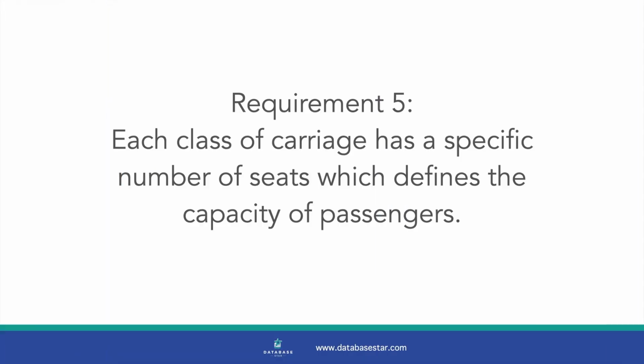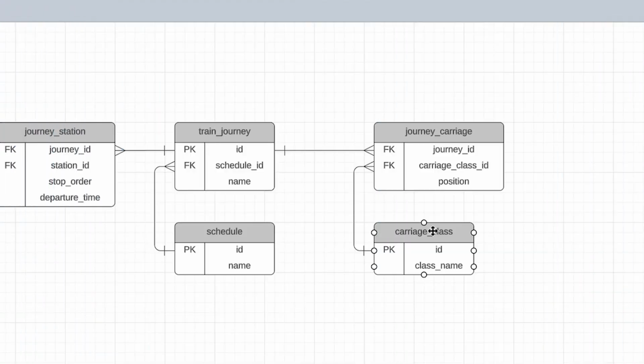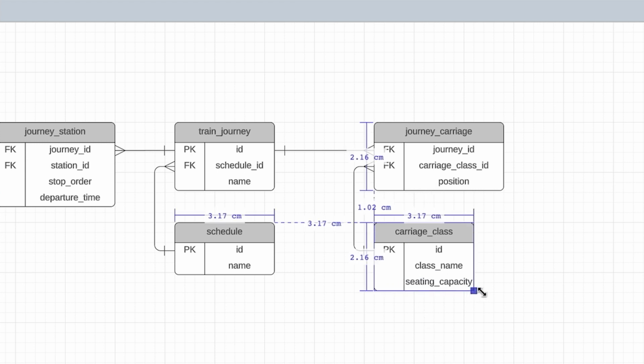Requirement 5 says each class of carriage has a specific number of seats which defines the capacity of passengers. Let's see our diagram. We need to capture the capacity for a carriage. How is this determined? Our requirement said that each class of carriage has a number of seats. So first class carriages may have 20 seats, second class may have 40, and economy may have 50. We can capture this by adding a seating capacity column to the carriage class table. This would store the number of seats.